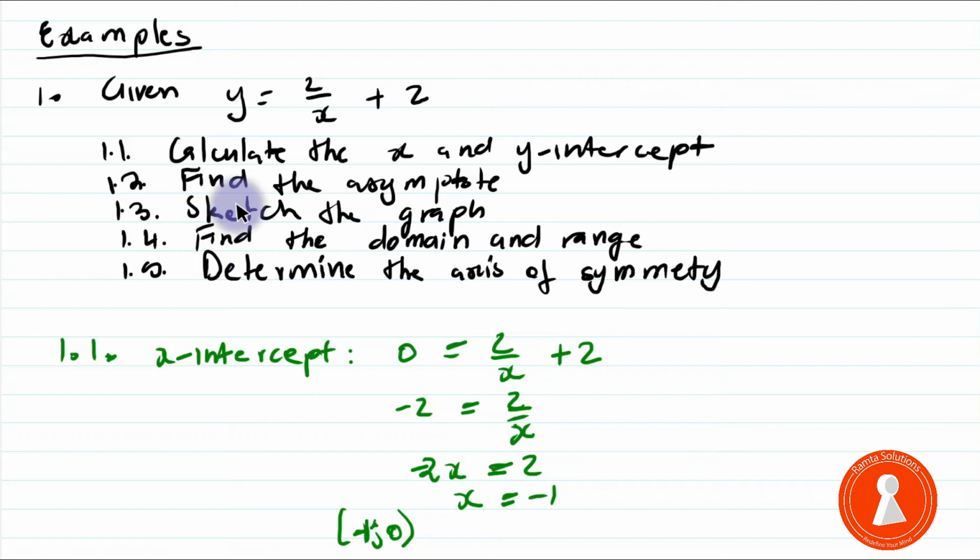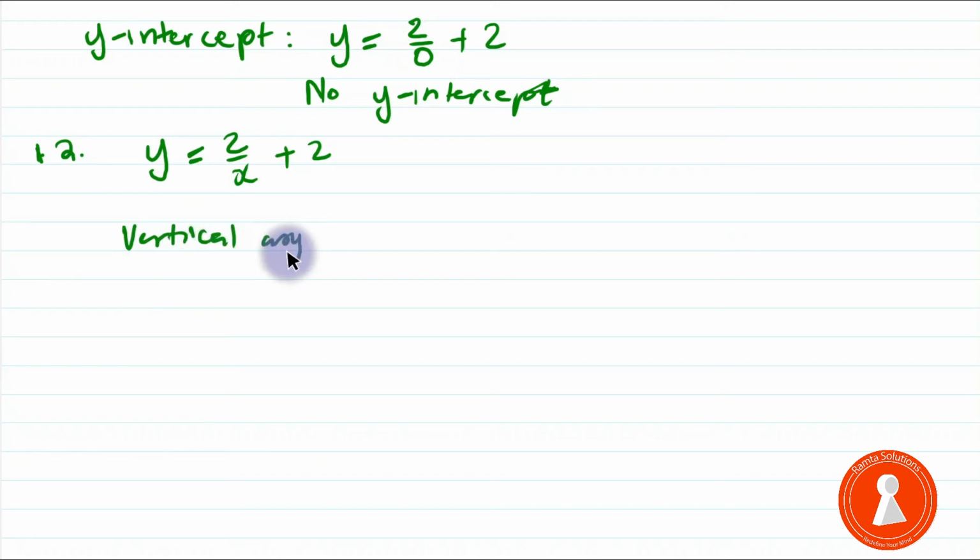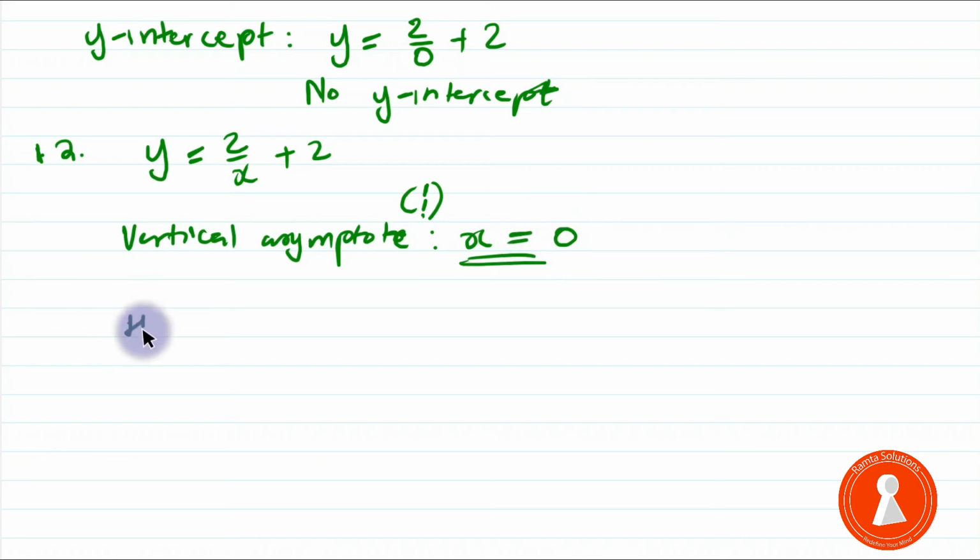1.2, find the asymptote. Remember, y equals 2 over x plus 2. Now your vertical asymptote, just to remind you, is always x equals 0. You don't have to write vertical asymptote all the time, so you can just write x equals 0. That's okay.